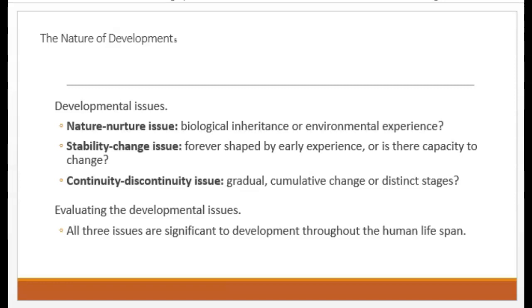Most developmentalists will say it's a bit of both for each of them, but all three of these issues are significant to development through the lifespan, and there's a lot of debates about how strongly one or the other influences development. Development is a complicated process, so you're not going to find any simple answers.